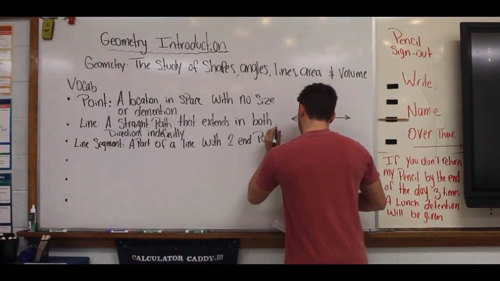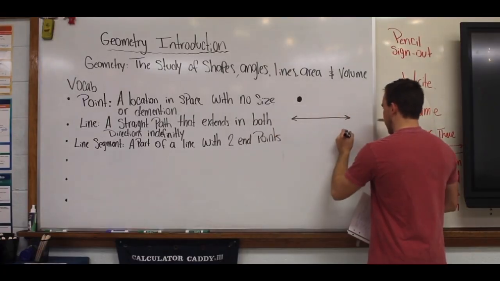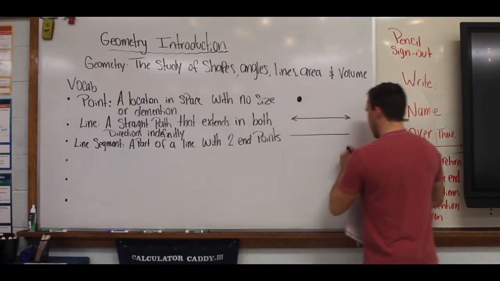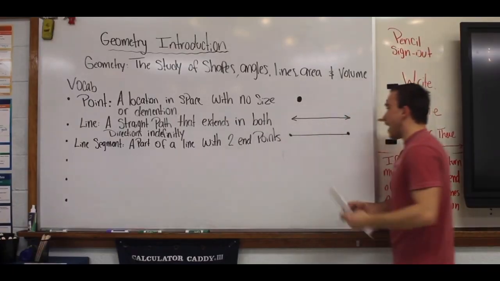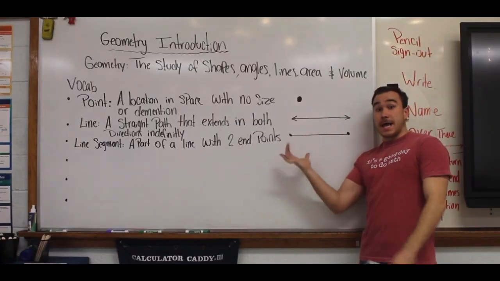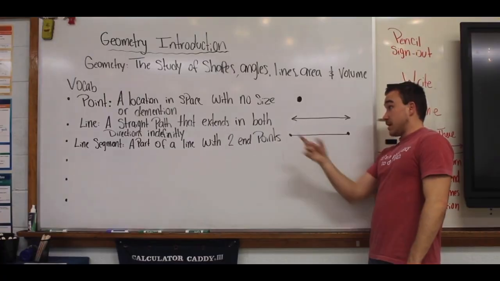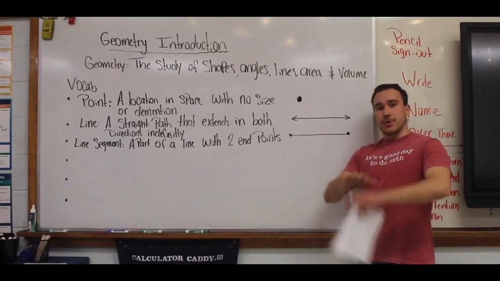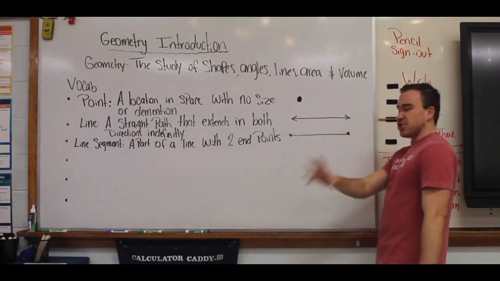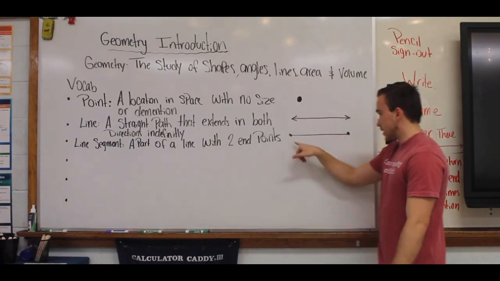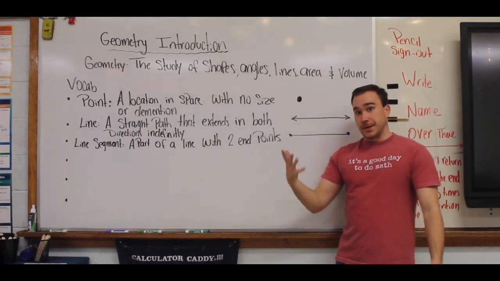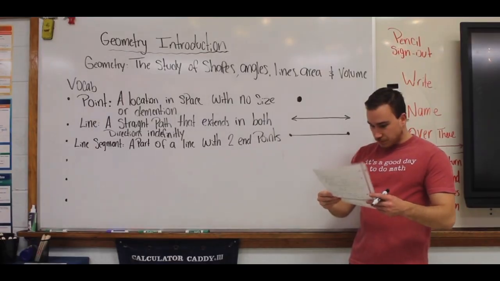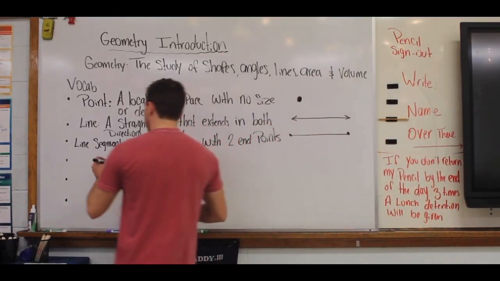We're going to do it the same way, but instead of arrows on the end, we're going to have points on the end. And that just signifies that this line ends at the points. A line has arrows on the end, showing it goes on forever. A line segment is just a portion of that line, just a specific portion. That's why there's endpoints on there.